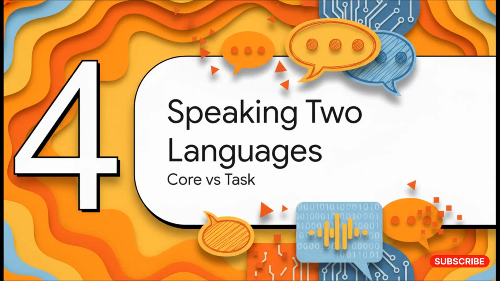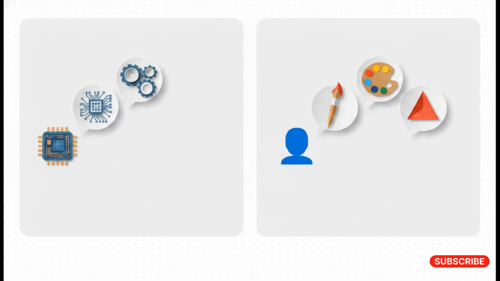Section 4, speaking 2 different languages. Now, what's really interesting about this slide is how it visually contrasts the core conflict of human-computer interaction. To achieve that single goal of making a red triangle, you and the computer are speaking entirely different dialects. The machine speaks the core language, which is rigid and entirely internal. Meanwhile, the human speaks the task language, which is focused entirely on our perspective and our real-world actions.